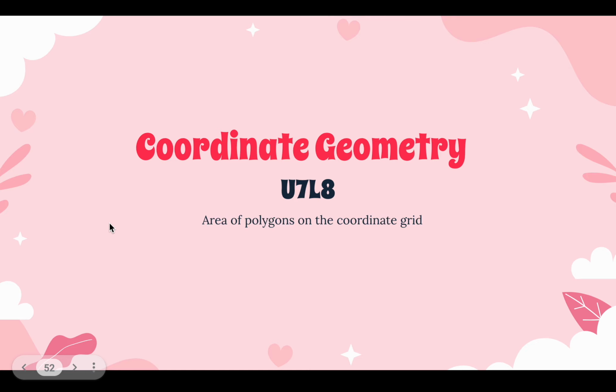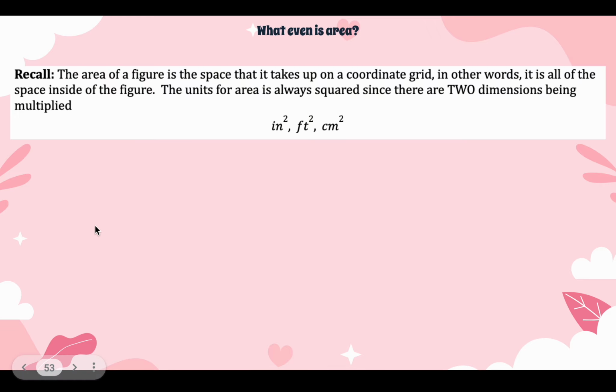Alright everyone, in this video we're going to be going over finding the area of different polygons on a coordinate grid. So recall the area of a figure is just the space that it takes up on a grid. In other words, you might have more commonly thought of this idea as all of the space inside of a figure. And also just remember that the units for area are always squared.